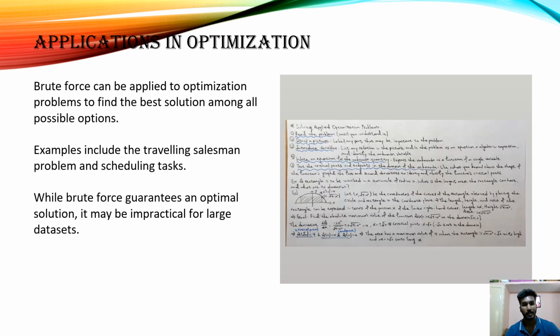Applications in optimization. Brute force can be applied to optimization problems to find the best solution among all possible solutions. Examples include the traveling salesman problem and scheduling tasks. While brute force guarantees an optimal solution, it may be impractical for large datasets.